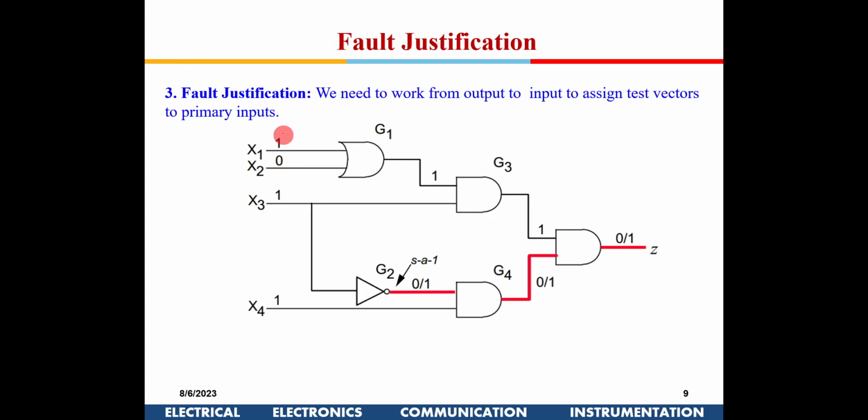So fault justification is nothing but, once you have found the path to the output, working backwards, I try to assign the inputs. So these are the 3 distinct steps involved in locating the faults and finding the corresponding test vectors for every fault. These are the 3 important steps involved.